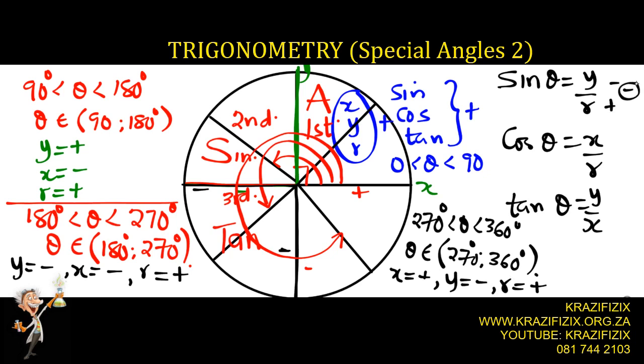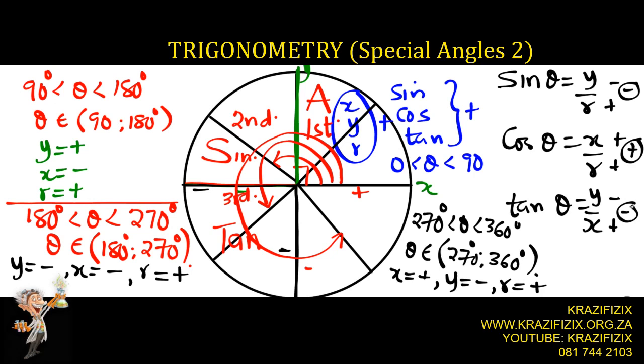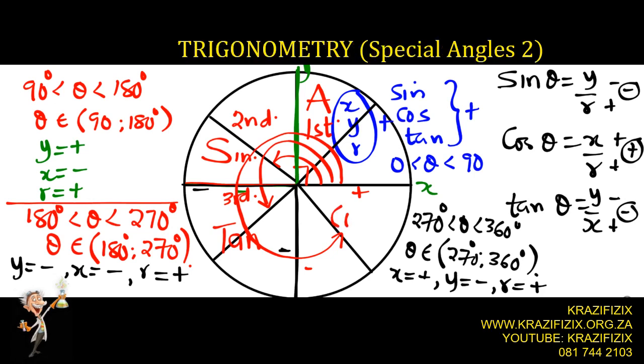X is what? Positive. And r is positive. Oh, this time around, cos now seems to take the place. Cos is positive. What about tan? Negative y, and our r, our x, is positive. Oh, so this time around, tan is negative. And this is the fourth what? Quadrant.